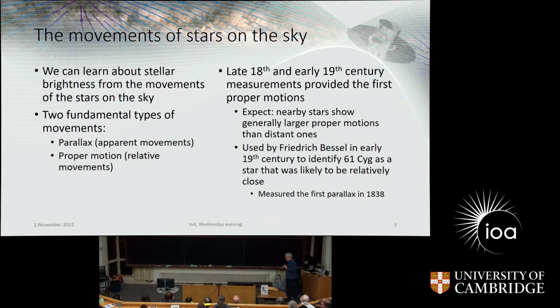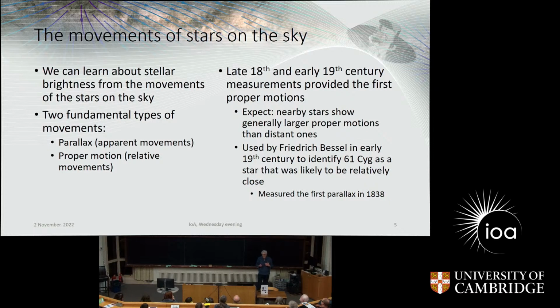We can learn a lot from the movement of stars on the sky about stellar brightness. There are two fundamental types of movement. The first is the parallax, which is an apparent movement. I will come back to that later. And we have the proper motion, which is the actual projection of the movement of the star relative to the sun as projected on the sky.